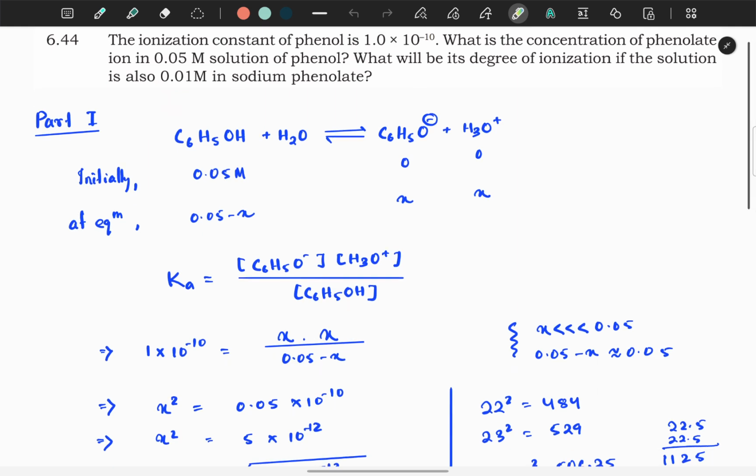When phenol dissolves in water, it will produce phenolate ion and hydronium ion. As per the question, the initial concentration of phenol is 0.05, and the concentrations of hydronium ion and phenolate ion are 0. At equilibrium, let x amount of phenol dissociate to produce ions. So the concentration of phenol will be 0.05 minus x, and the concentrations of phenolate and hydronium ion will be x each. If we write the expression for K, it will be the concentration of phenolate ion times hydronium ion divided by the concentration of phenol.